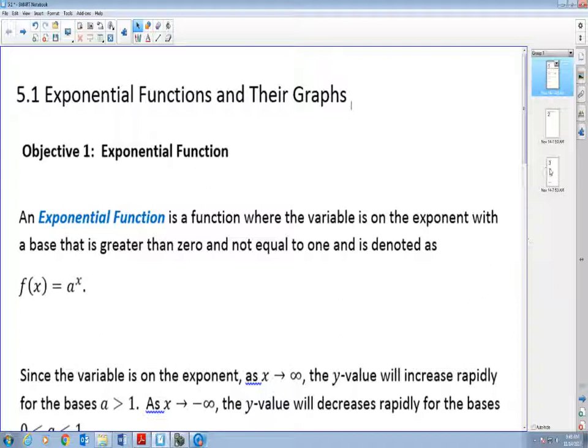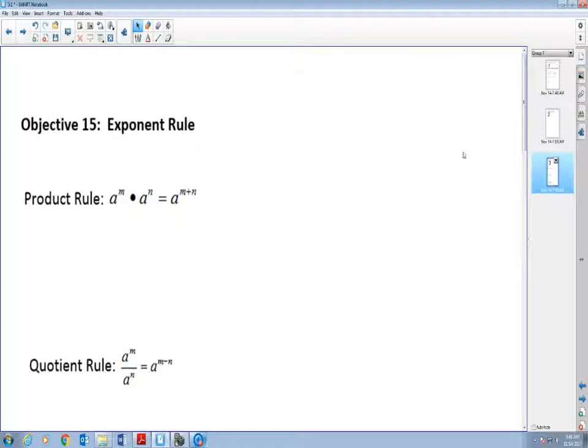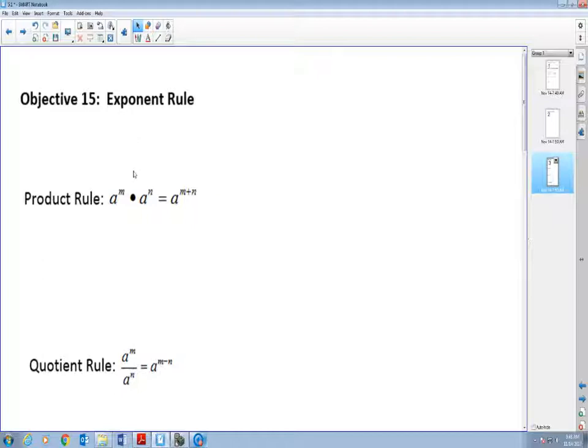You can put these underneath the review section of your notes. Okay, so we reviewed 14 different objectives. This is actually the last one, objective number 15, talking about exponent rules. The rules for the exponent, something called the product rule.